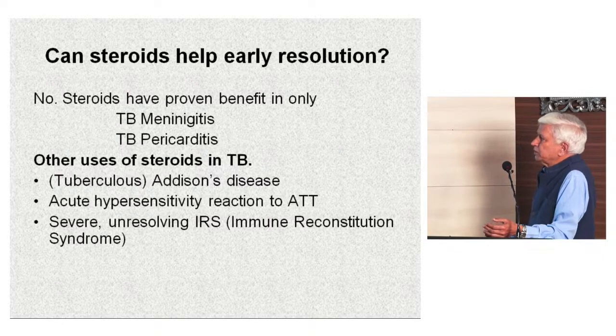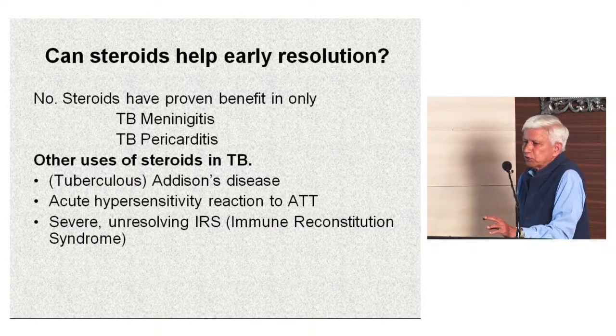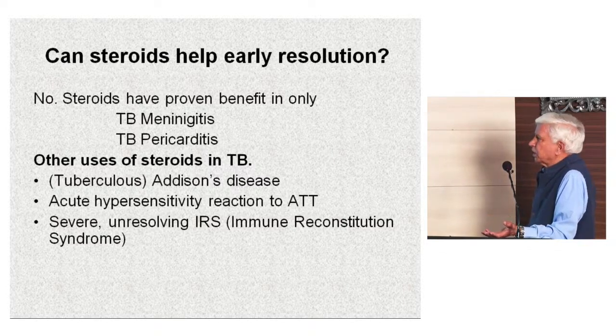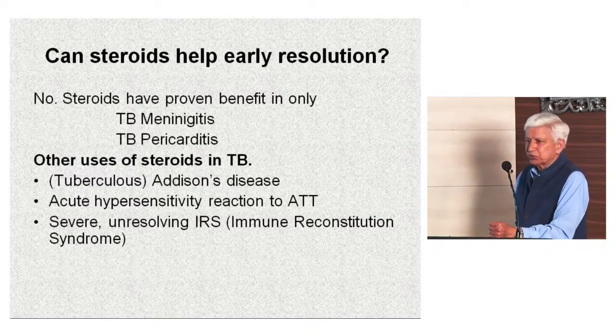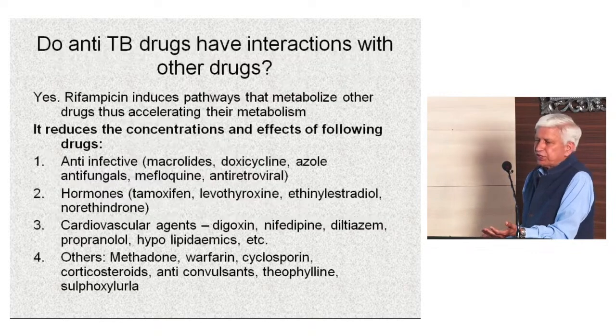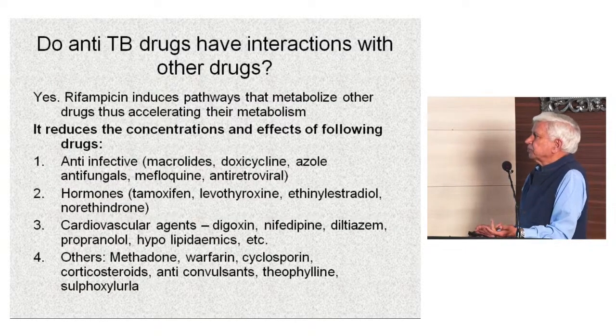Can steroids help early resolution? Only two conditions, I said, tubercular meningitis and tubercular pericarditis. Other uses of steroids in tuberculosis: one is, of course, Addison's disease, because there is a definite deficiency of steroids, as tuberculosis is a cause of it. Then acute hypersensitivity reaction sometimes to anti-tubercular treatment. And then there is a severe unresolving immune reconstitution syndrome, you see, sometimes. It also may not need treatment with steroids. Sometimes, yes.